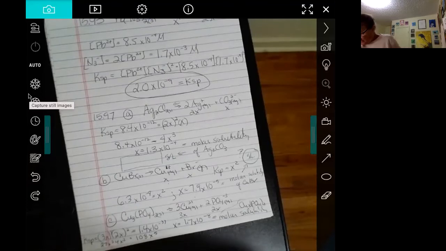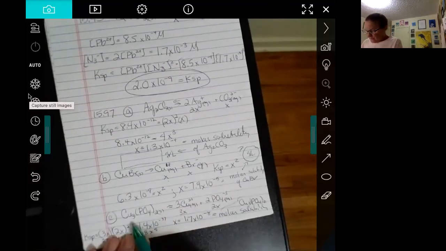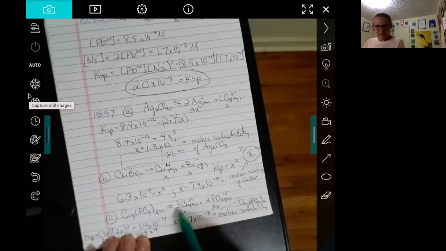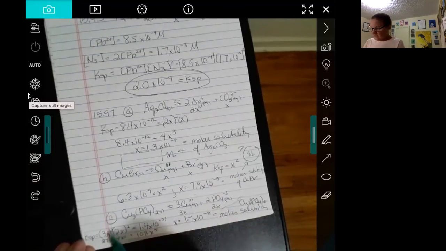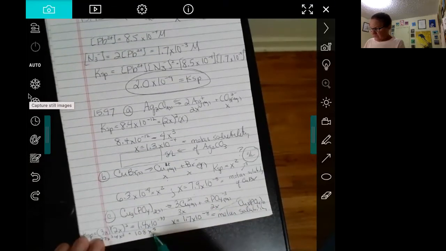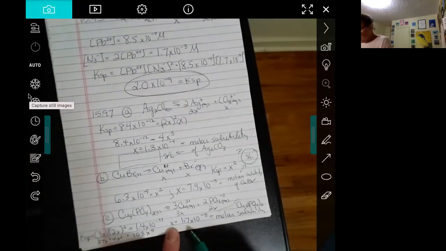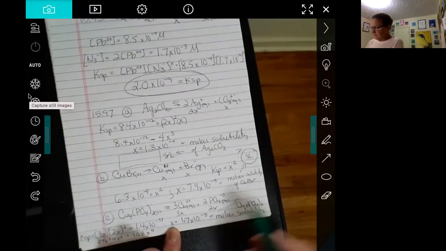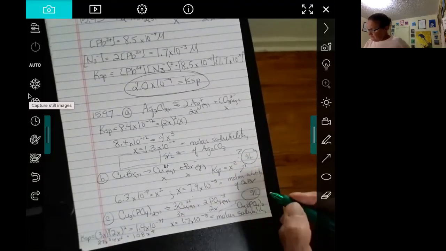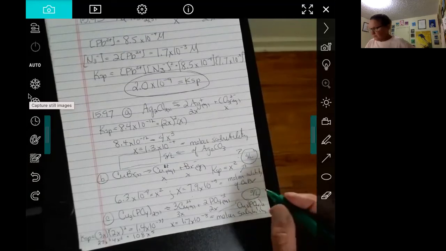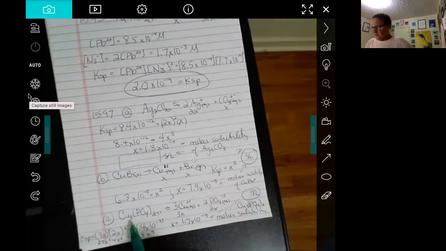The last one's a little more hairy. This is copper(II) phosphate. So you'll get 3 coppers for every 2 phosphates. So the KSP is going to be 3x cubed times 2x squared. So that ends up being 108x to the 5th. When I solve for x, I got 1.7 times 10 to the minus 8, and that's the molar solubility. So take that also to the mass solubility, grams per liter, with the molar mass of the copper(II) phosphate, and just make sure that that makes sense to you.